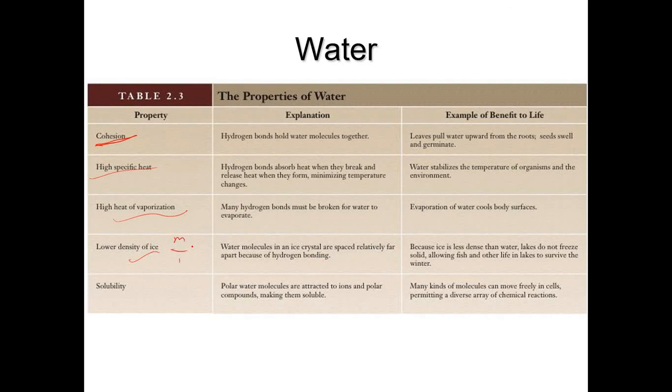Density is mass over volume. So the volume increased because it expanded, but the number of water molecules is constant. That means the density decreases. And then we have solubility. Water is called the universal solvent because water is highly polar, so it can dissolve polar molecules, and it is also attracted to ions. Because it is polar, meaning it has partial negative and partial positive charges, it's attracted to both ionic and polar compounds, making those compounds soluble in water.